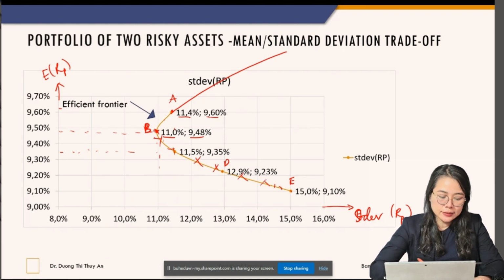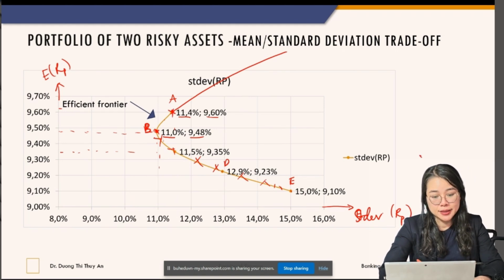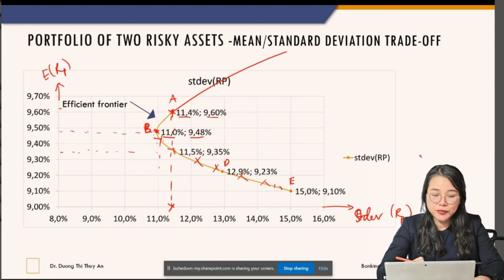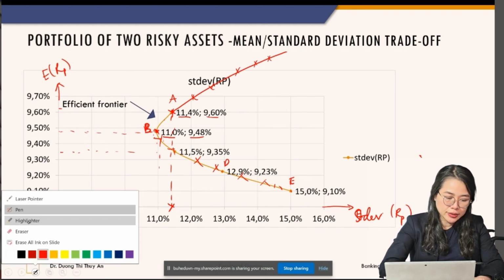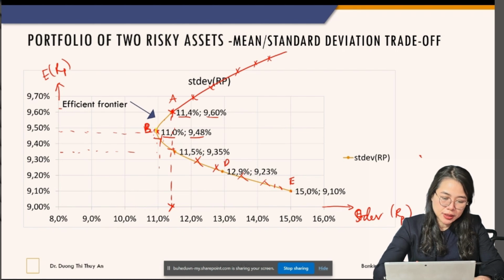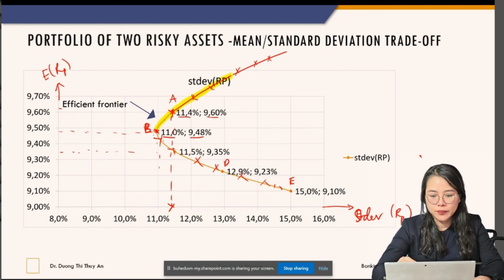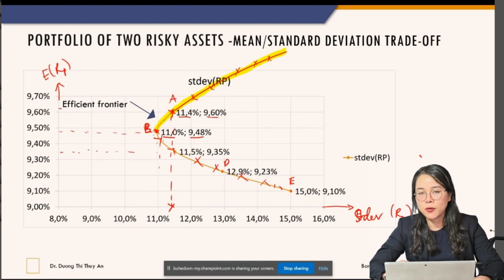And how about portfolio A? Portfolio A has higher risk than B, but at the same time portfolio A also has higher return than B. So higher risk is compensated, or rewarded, by higher return. And the same with other portfolios along the above line here. So by the same argument, I will argue that all the combinations from B upward are efficient portfolios.